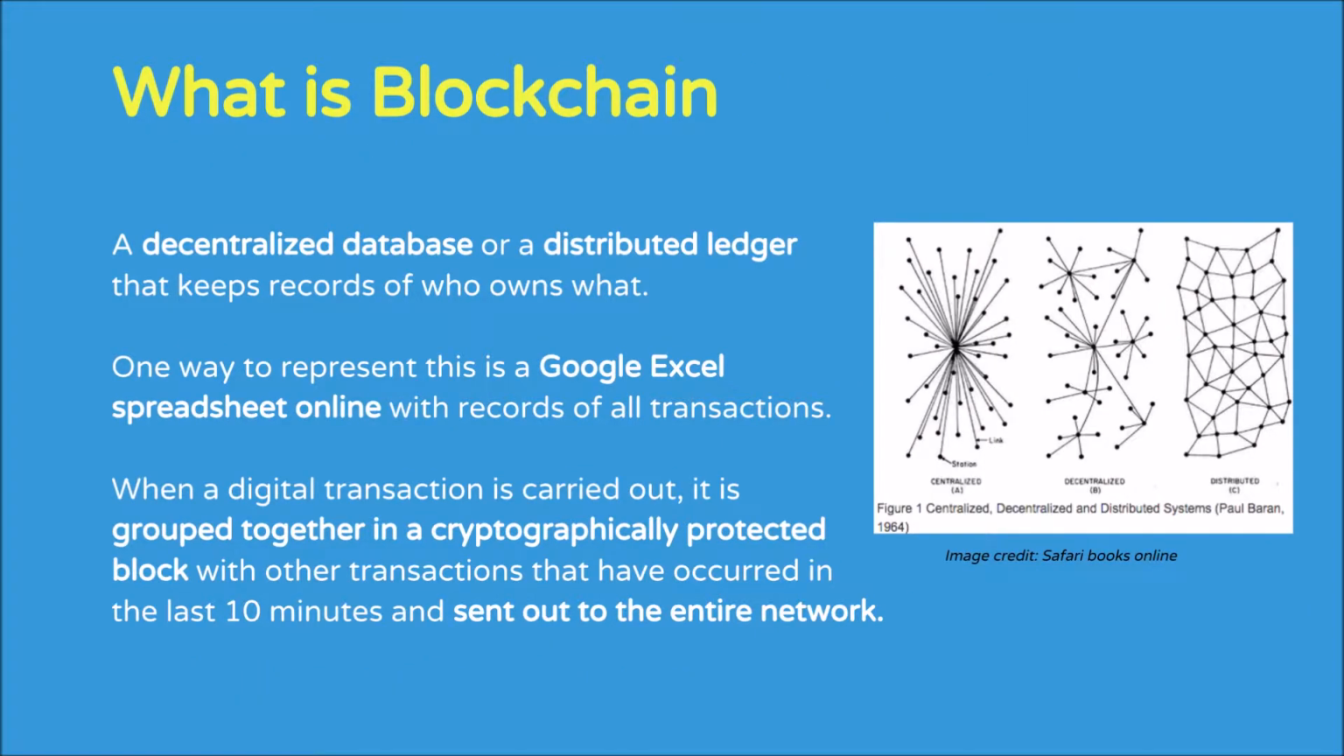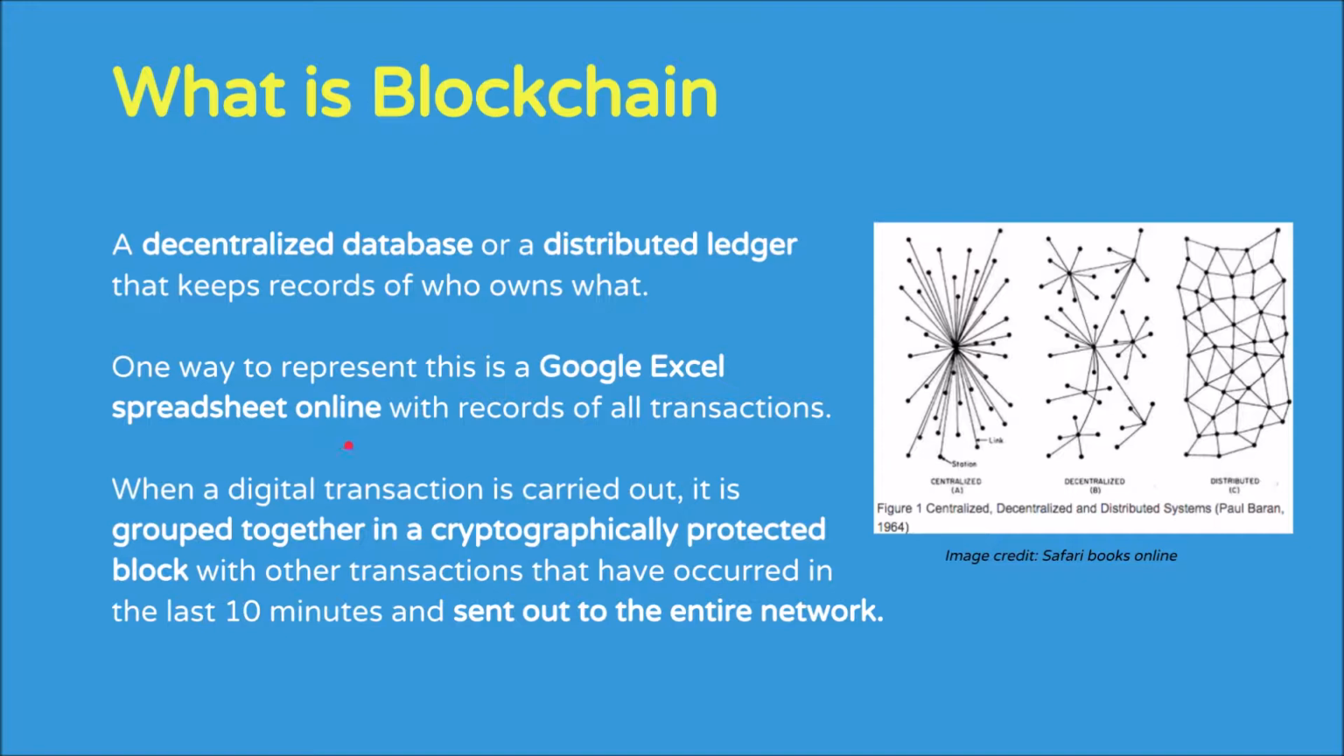A blockchain is essentially a decentralized database or an open distributed ledger that keeps records of who owns what. Here we have a centralized system which is highly dependent on the central node. Compared to this, you can see the advantages of the decentralized and distributed systems where such a high level of dependence is not required, which means that even if one node is compromised, the rest will carry on without any issues.